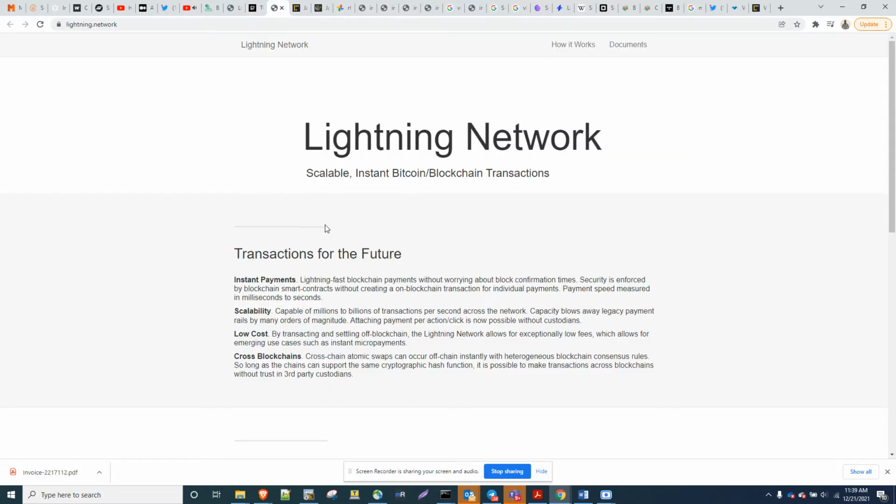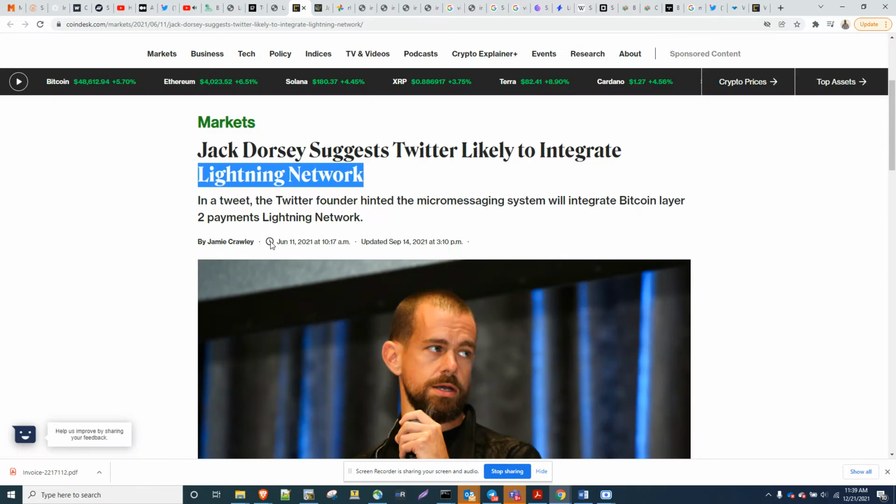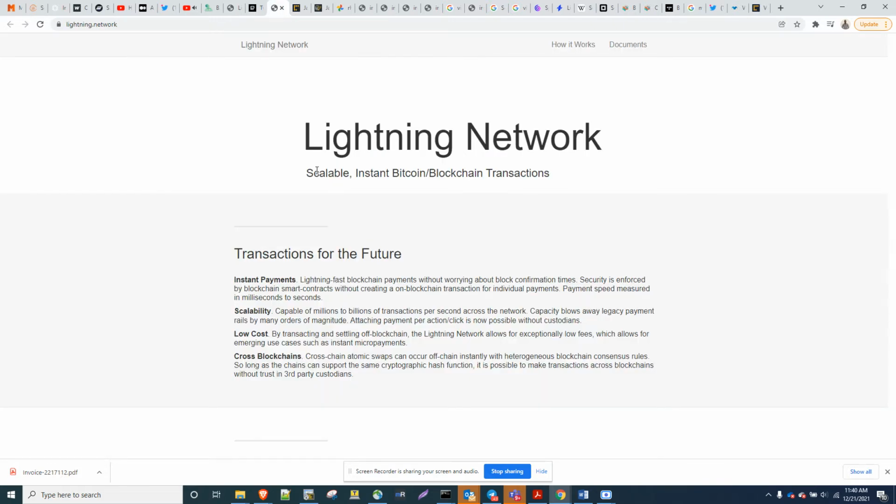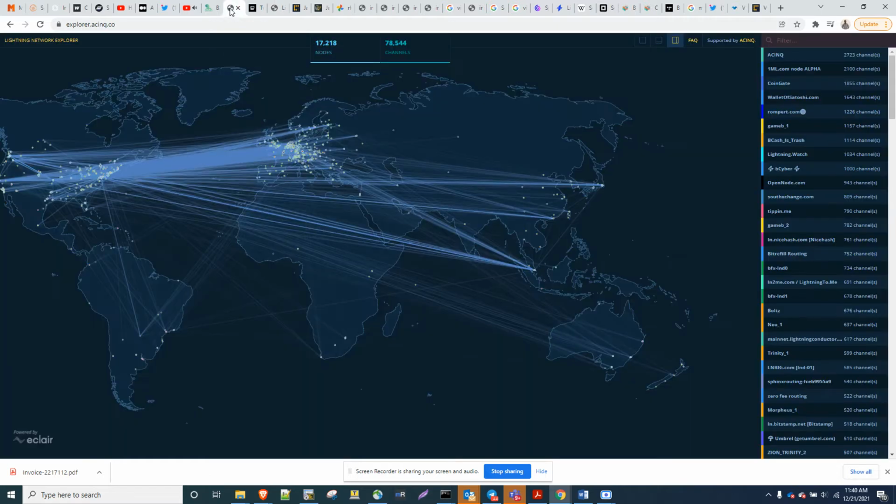Then we've seen other news like this, whereby it says Twitter will integrate with the Lightning Network. So, exactly what is the Lightning Network? Basically, the Lightning Network is just a network on top of the Bitcoin network, which is there to make Bitcoin scalable and make transactions faster and cheaper. If you try to send someone Bitcoin now, it will cost you a lot of money. But if you send the Bitcoin via the Lightning Network, it becomes so much cheaper.